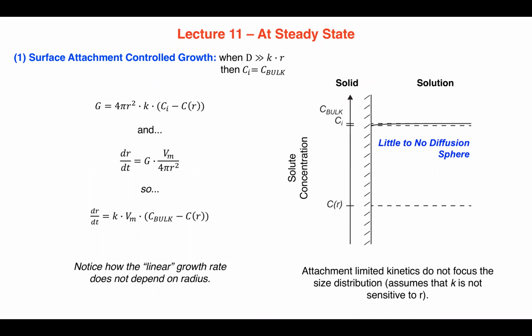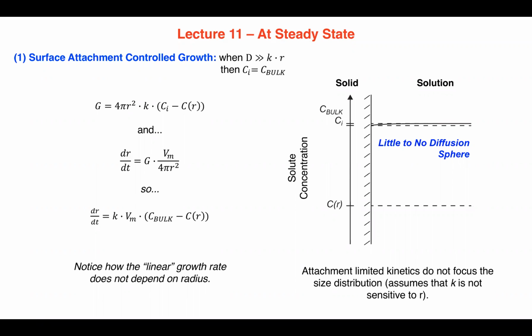This is one where the diffusivity is much faster than the attachment reaction. Okay? If the monomers have no trouble getting to the surface, but when they reach the surface, there's a surface attachment limitation, then you're not going to get a diffusion sphere anymore.